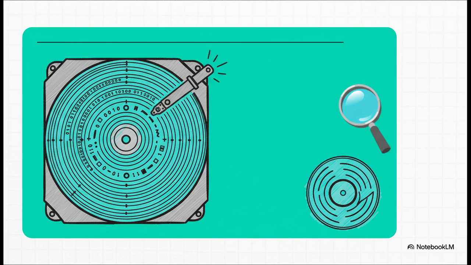But here's the cool part. A record has one single spiral groove. A hard drive platter? Oh no. It has thousands of perfect, separate concentric circles. That's the basic filing system for where your data is going to live.